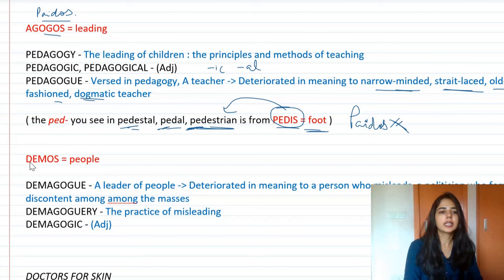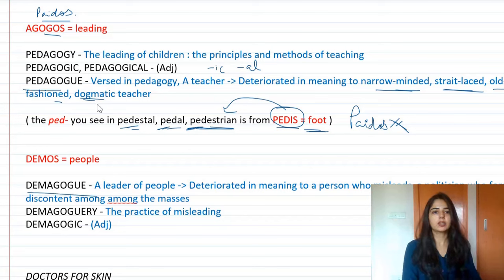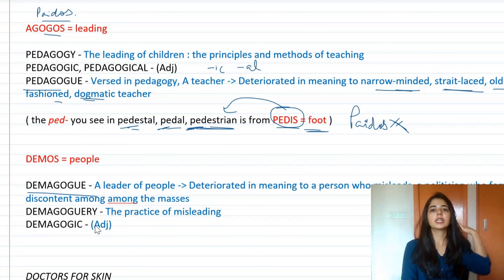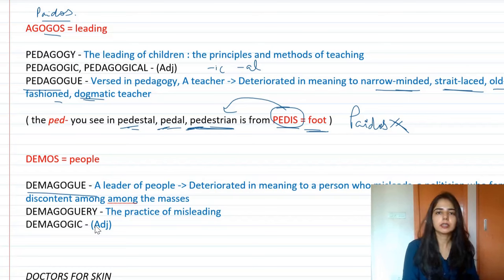Now demos means people. We all know the word democracy, which means rule by the people. So demos means people. Now similarly, जैसे हमने यहाँ पे पढ़ा pedagogue, there is a word known as demagogue. So pedagogue was someone who is leading the child, a teacher. Now a person who is leading people will be demagogue. So etymologically it should mean the leader. A leader who is leading people should be called demagogue.